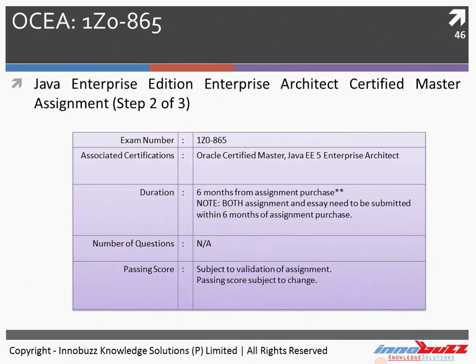And this is the second step, which is used to get the master assignment. The code will be 865 and it is associated certification with Enterprise Edition Enterprise Architect. Duration will be 6 months from assignment purchase. Since it is an assignment, so the duration will be longer. And also note that both assignment and essay need to be submitted within 6 months of assignment purchase. The passing score can be changing accordingly.